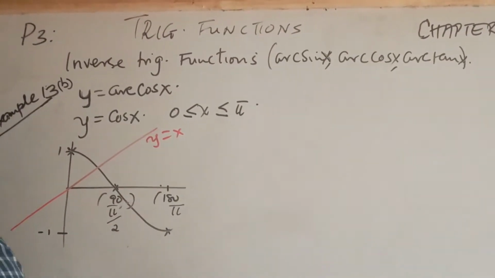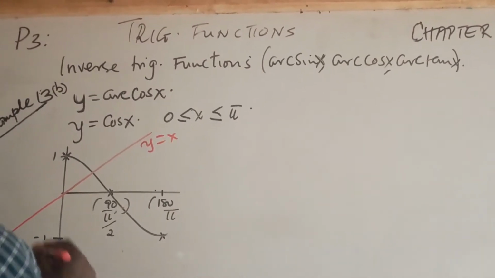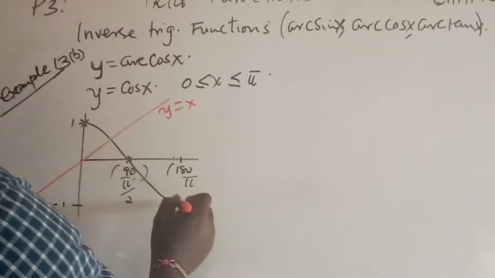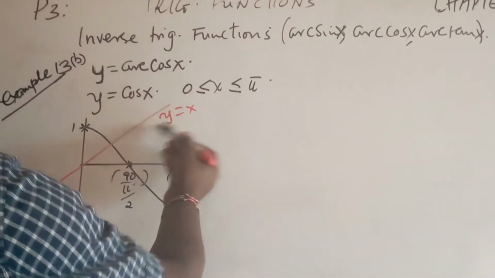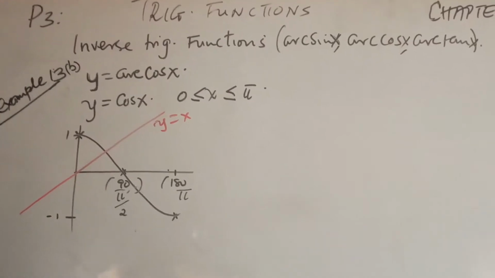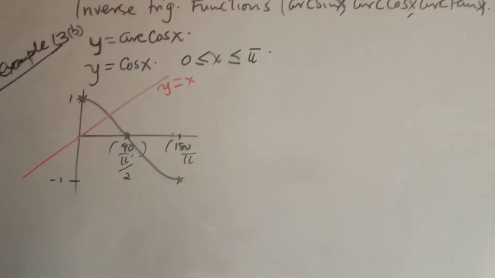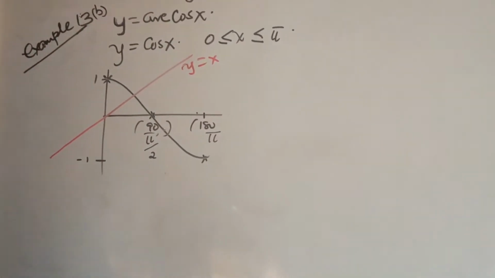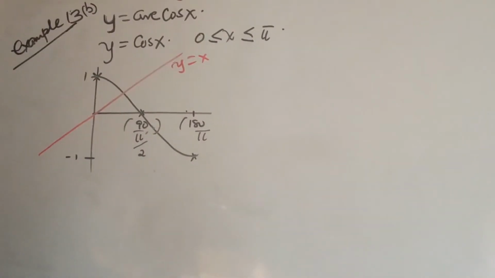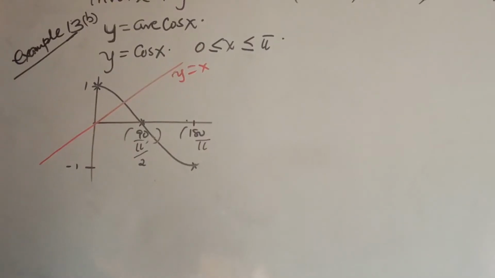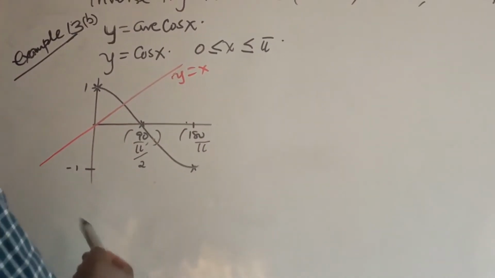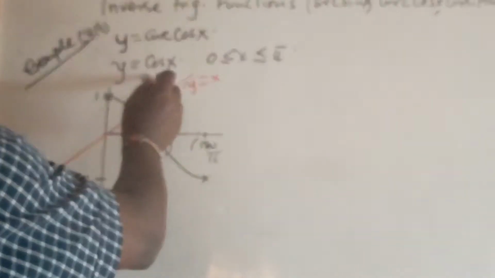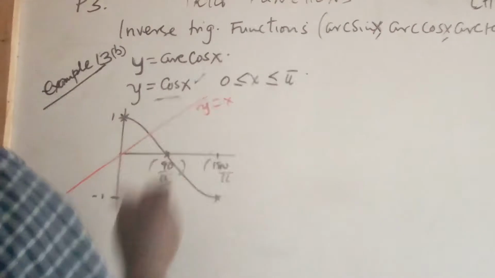Now, we know that this is the graph of y equals cos x. And we know that for us to have an inverse, we need to reflect this graph along the line y equals x, the red line. Again, we know that during the sketch of an inverse function, the coordinates interchange. For example, you can see we had the range of all the way from -1 to 1 when we are dealing with y equals cosine of x.